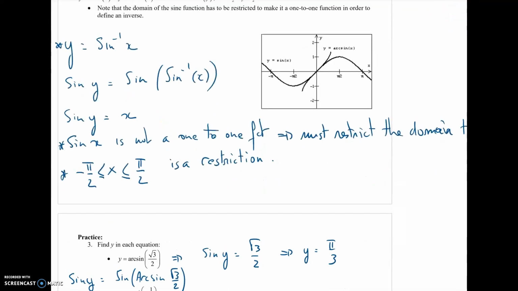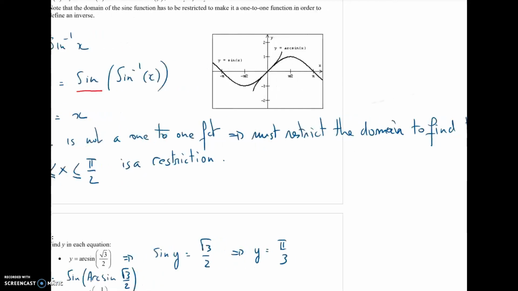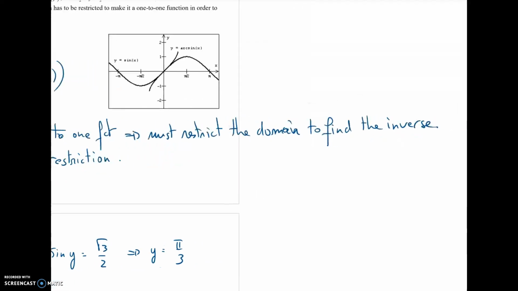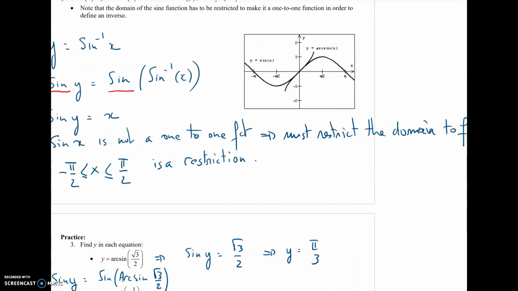So if I have y equals sine minus 1 of x, to define that x equals sine y, I take the sine of sine minus 1 of x, and at the end of the day, I end up with sine y equals x. Sine x is not a one-to-one function. It must be restricted. We must restrict the domain to find the inverse, okay? And the restriction has to be between minus pi over 2 and pi over 2. So this is the restriction right here.